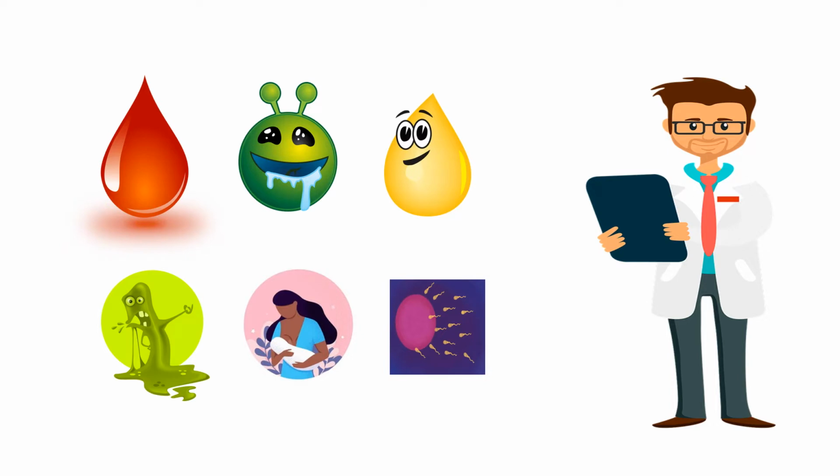The standard precaution system applies to blood, all body fluids, secretions, excretions, non-intact skin, and mucous membranes. The 6 examples included here are blood, saliva, urine, mucus, breast milk, and semen.